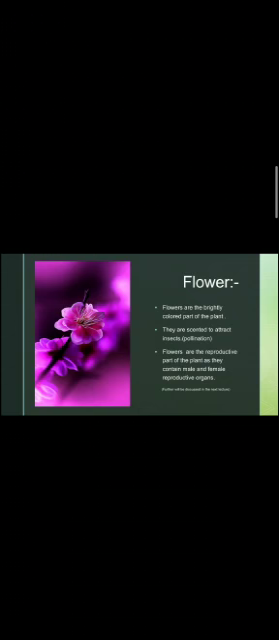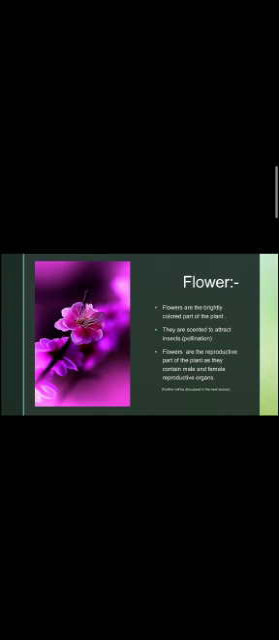The next part is flower. Flowers are brightly colored and often scented. Now, why are they scented? They are scented to attract the insects. Now, why do they want to attract the insects? This is to ensure a process called pollination, which helps in the reproduction process. The second most important thing about flowers is that they hold the male and female reproductive organs in themselves.